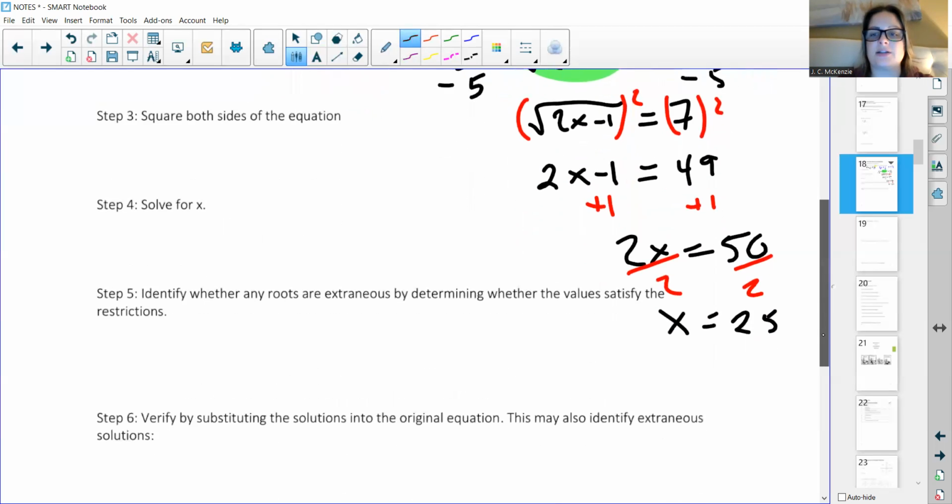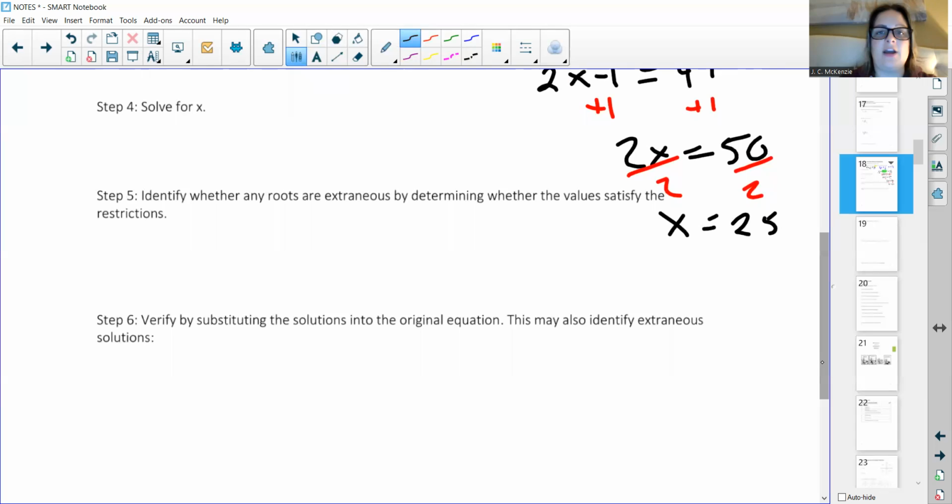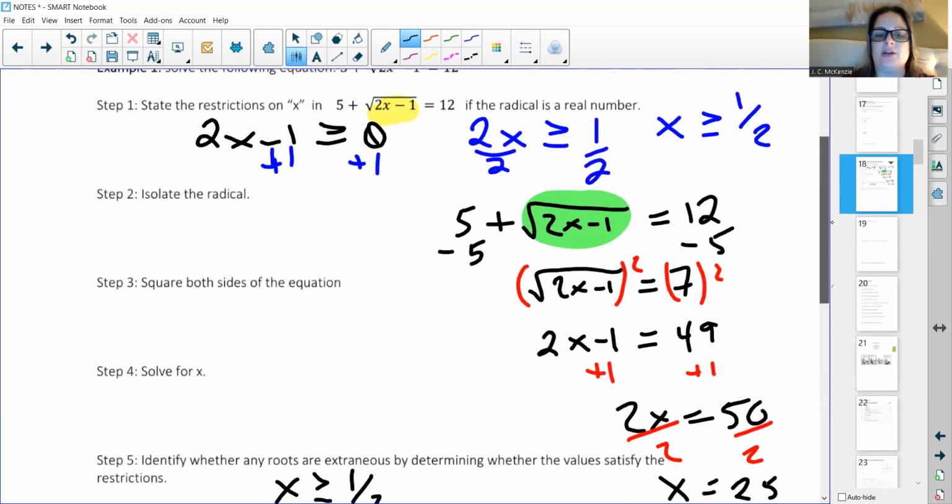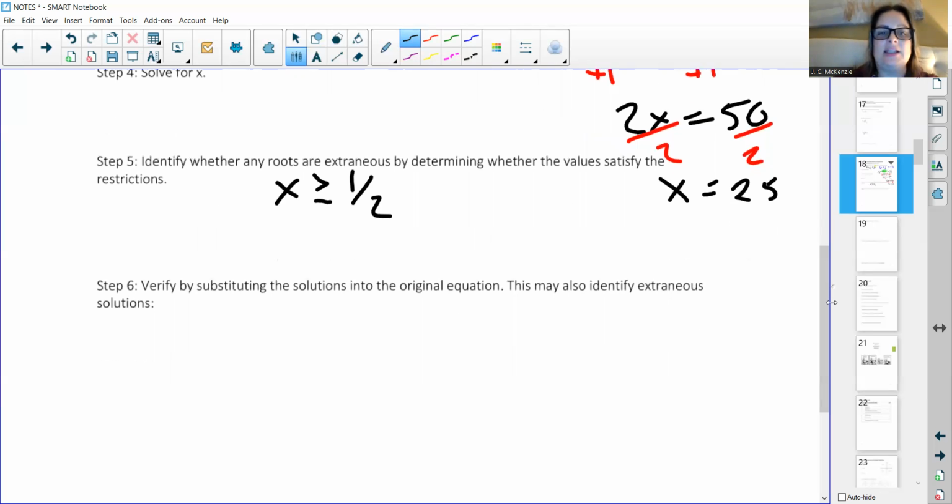Okay, so that is our solution, x equals 25. The first thing we're going to do is not stop there. We're going to check against our permissible value. So we said that x had to be greater than or equal to 1/2, right? That was what we decided up here because of what was under the radicand. Is 25 more than or equal to 1/2? Yes, it is. So we go on to the next step. If it wasn't, we would discard the solution. And if it was our only solution, we would say there is no solution for this radical.